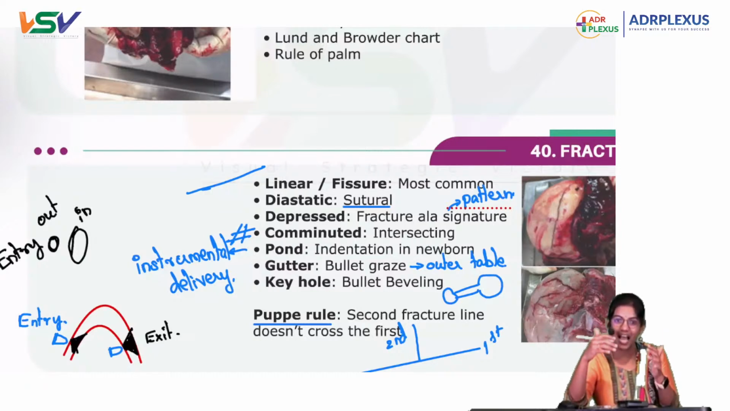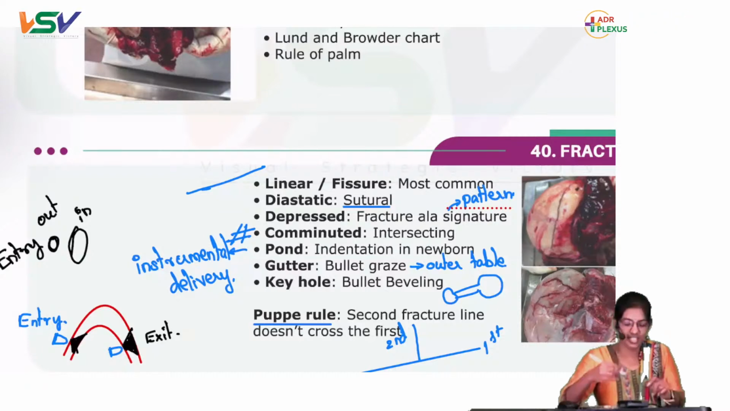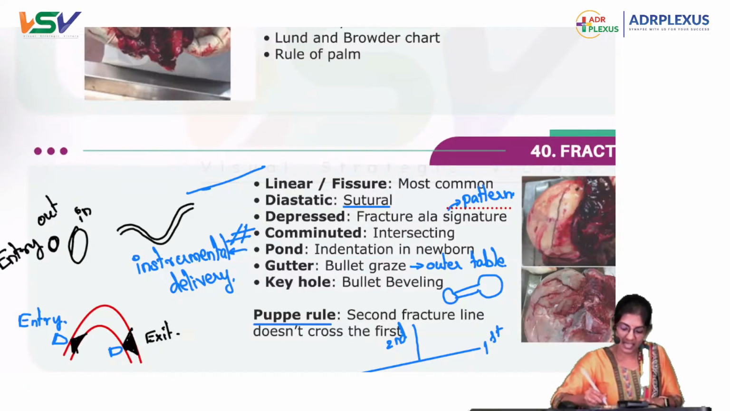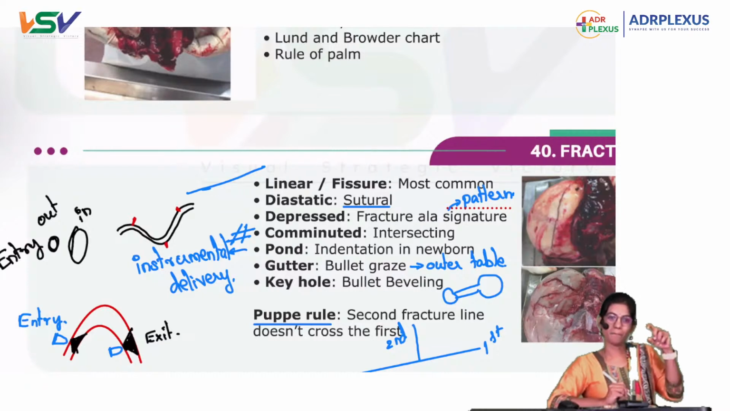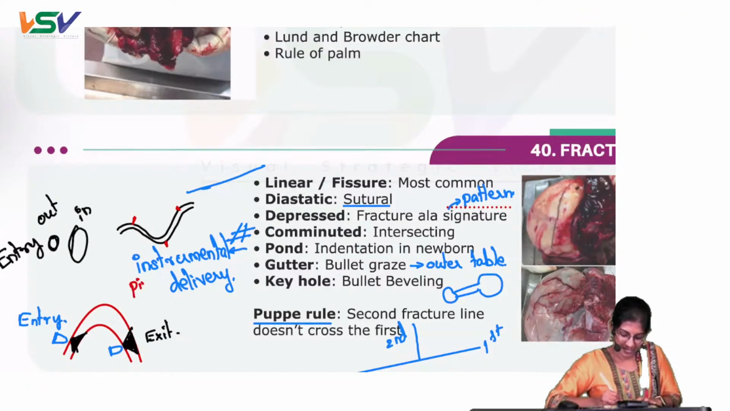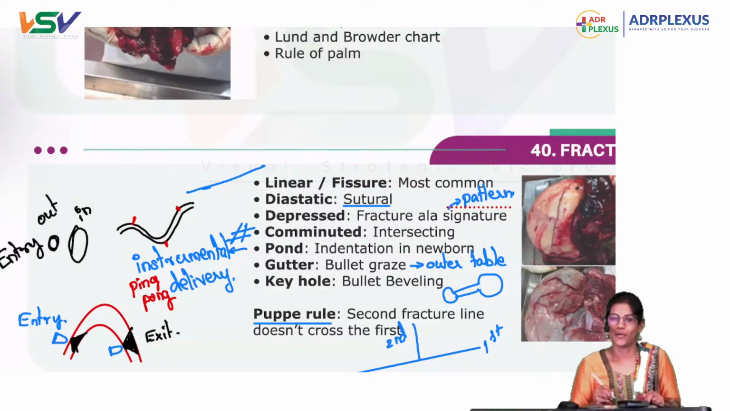Pond fracture happens in a newborn with instrumental delivery. It's more of a green stick fracture. So it's more like this indentation that happens. It's a green stick because over here the outer table fractures and over here the inner table fractures. It's kind of ping pong like. So pond fracture is also a ping pong like fracture. Gutter fracture and keyhole fracture are produced by bullets.